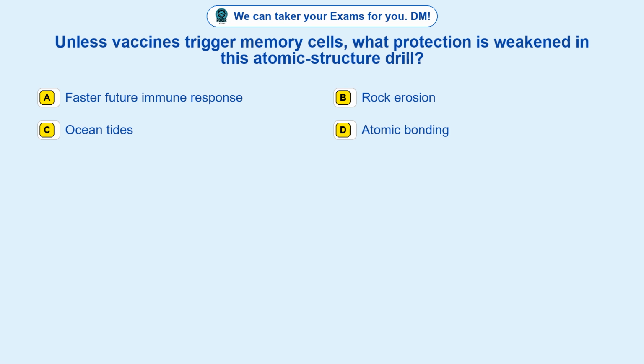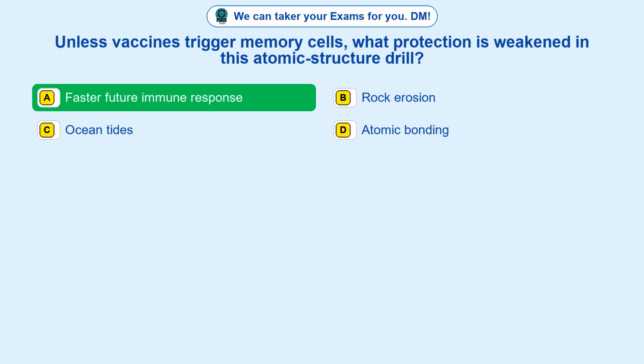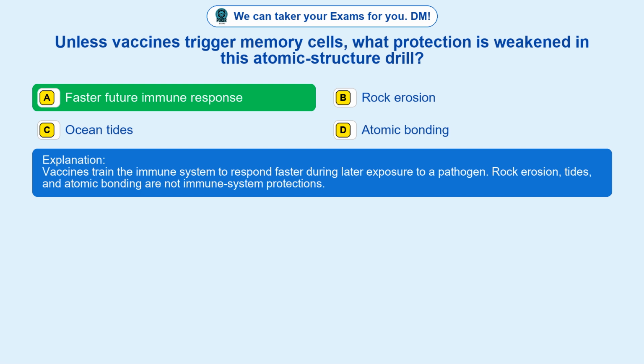Question 22. Unless vaccines trigger memory cells, what protection is weakened in this atomic structure drill? Option A, faster future immune response. Option B, rock erosion. Option C, ocean tides. Option D, atomic bonding. The correct answer is option A, faster future immune response. Vaccines train the immune system to respond faster during later exposure to a pathogen. Rock erosion, tides, and atomic bonding are not immune system protections.